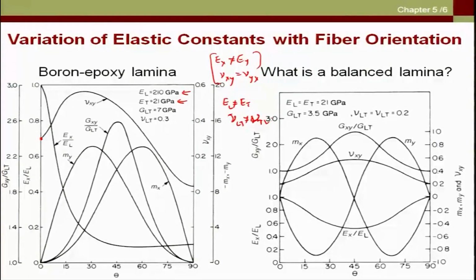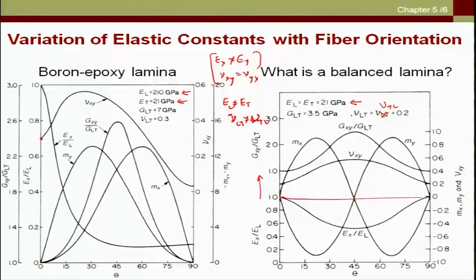With this understanding, let us look at the plots for Ex, mx, my and Gxy for a balanced lamina. Because it is a balanced lamina, El and Et are the same, which is 21 GPa, GLT is 3.5 GPa and nu Lt should be equal to nu TL, and that is 0.2. Let us look at how Ex changes. It starts from 1 at 0 degrees and keeps going, and it also ends up at the same value.